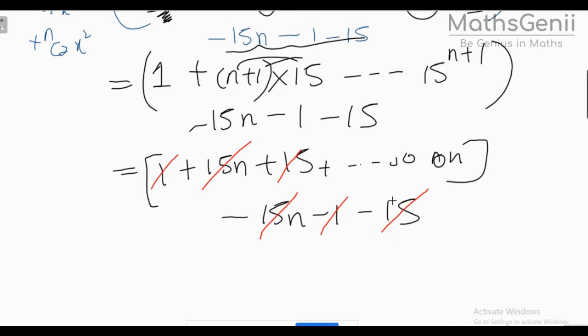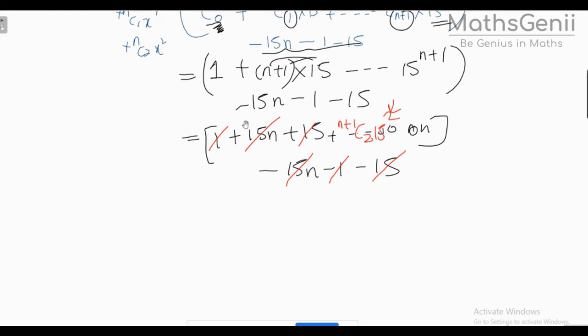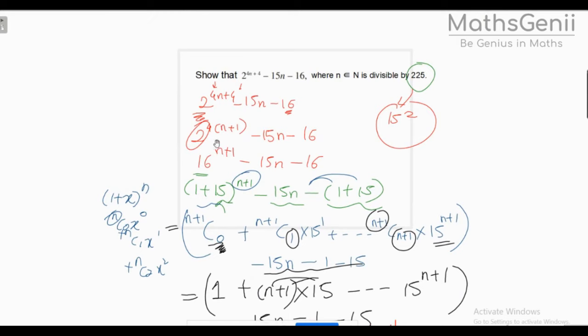So here, so on, you have one more term. Let me just write it, because now you see everything is cancelled, but it's not actually. So this was the first term. So you have here (n+1)C2 15 square. Then you have (n+1)C3 15 cube, and so on. So all these are 15 square multiples. That is what I wanted to prove, and I have proven it. So what was my first step is to convert each term into 15, because that is what I want to show divisible test for.